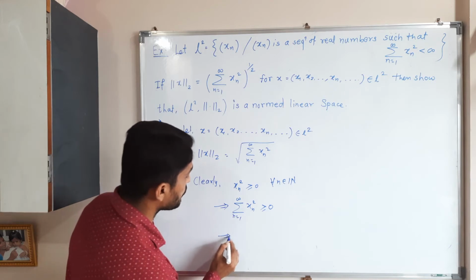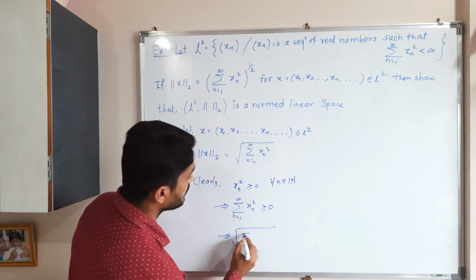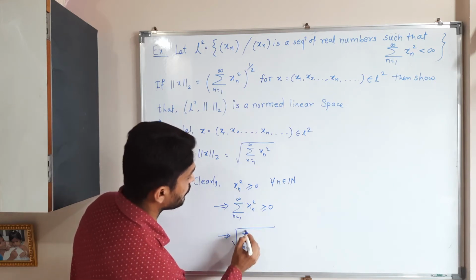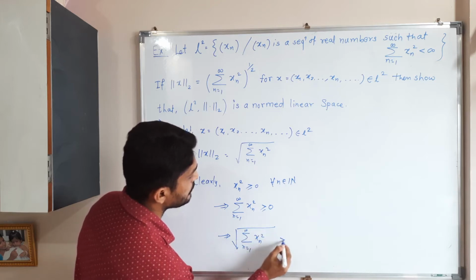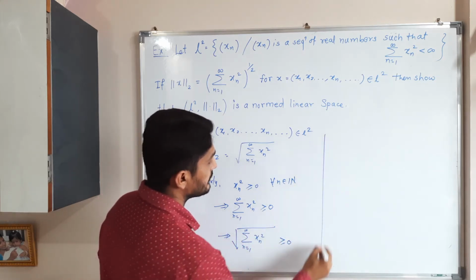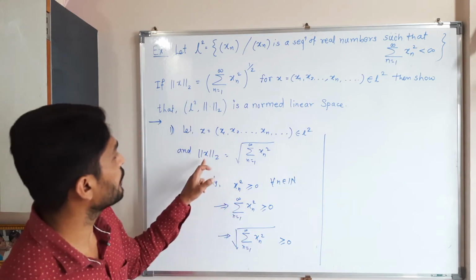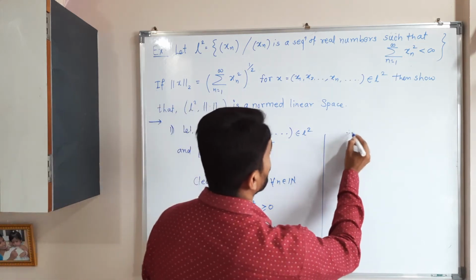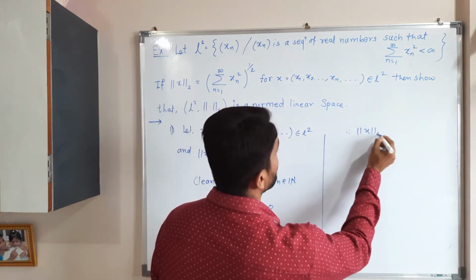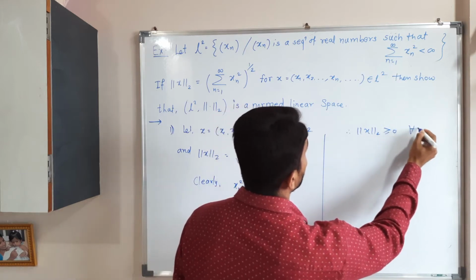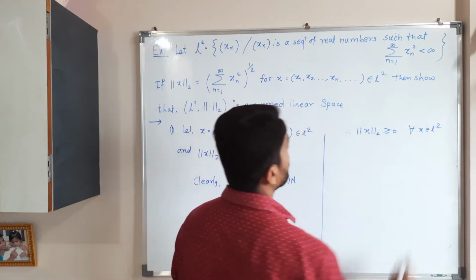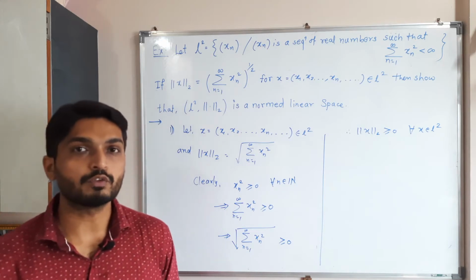After that I am going to take the positive square root. So the square root of the summation, n running from 1 to infinity, xn square is also greater than or equal to 0. But this is the definition of norm 2. Therefore norm x 2 is greater than or equal to 0, and this is true for each x belonging to L2. In this way we prove the first property.